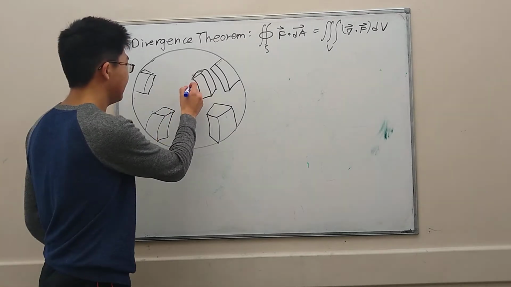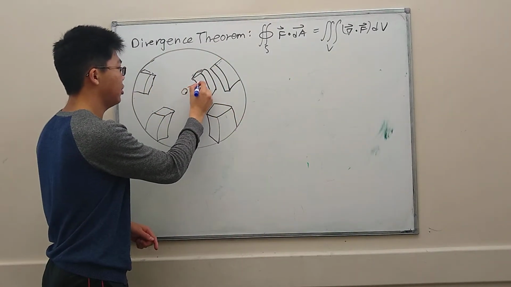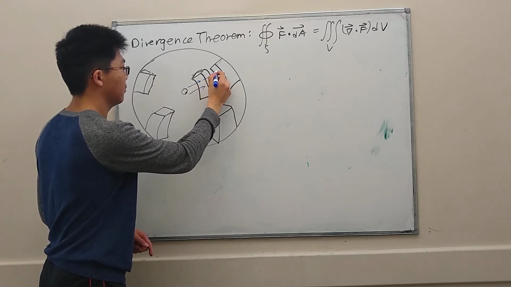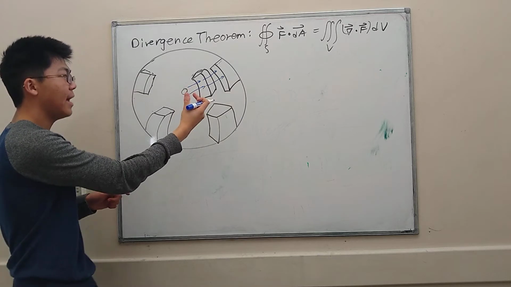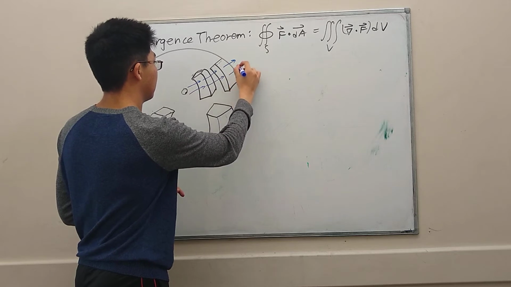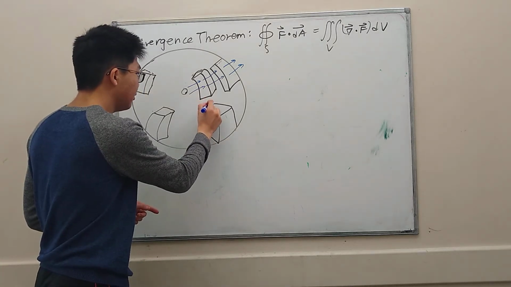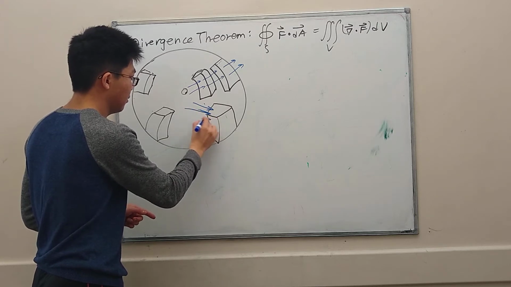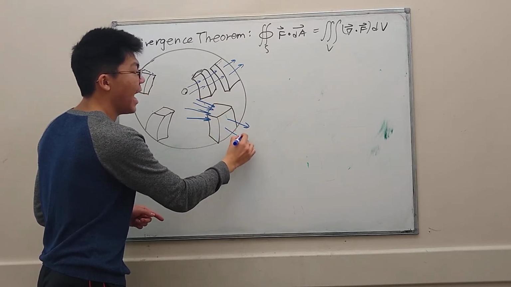So, let's say we have this little spot in the center of the sphere. And it's going to have two arrows pointing in and two arrows pointing out. These arrows are of the same length and of the same magnitude. Next, I'm going to have four little arrows pointing into this little cube here. But I'm only going to have two arrows pointing out.